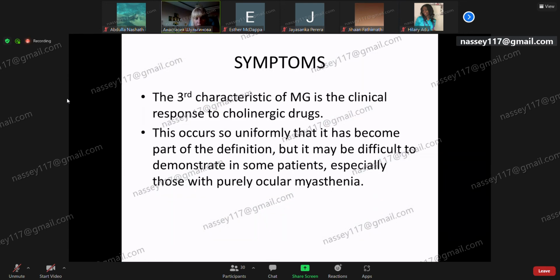The third characteristic of myasthenia gravis is the clinical response to cholinergic drugs. This occurs so uniformly that it has become part of the definition, but it may be difficult to demonstrate in some patients, especially with pure ocular myasthenia.